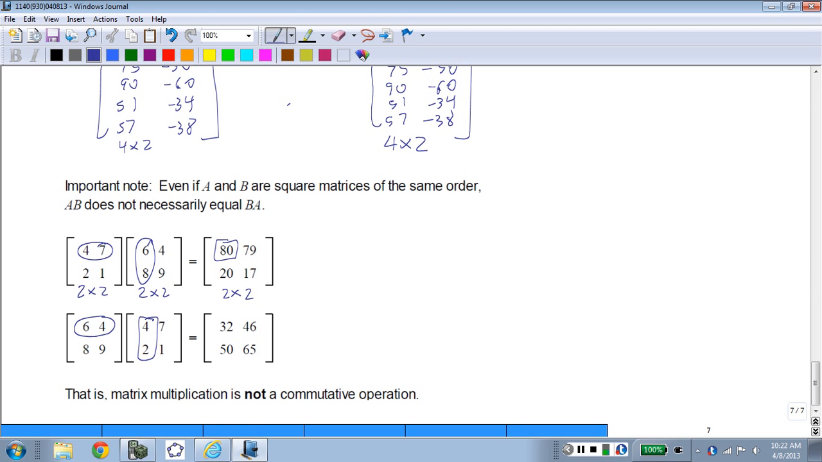Even the first entry doesn't match. 6 times 4 is 24, 4 times 2 is 8, but 24 plus 8 is 32. And the other entries don't match up either.